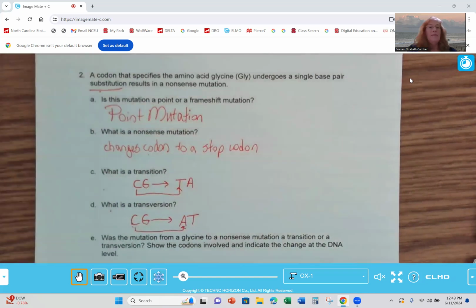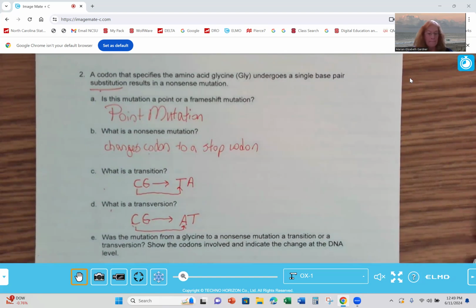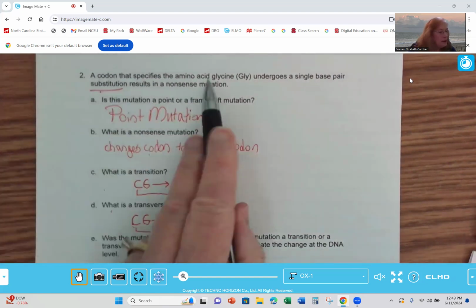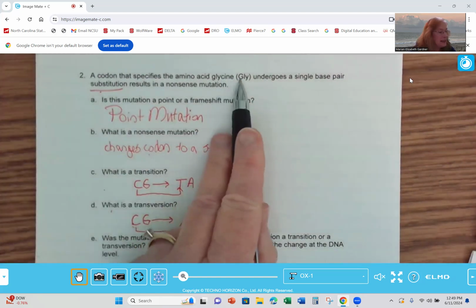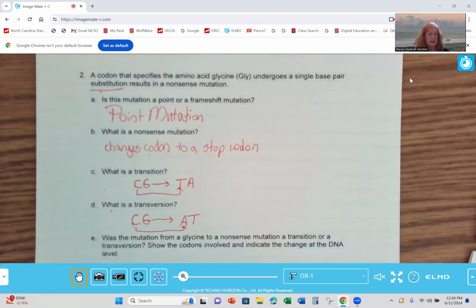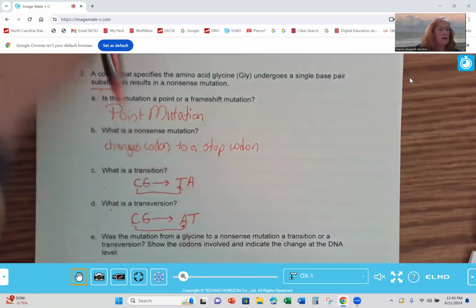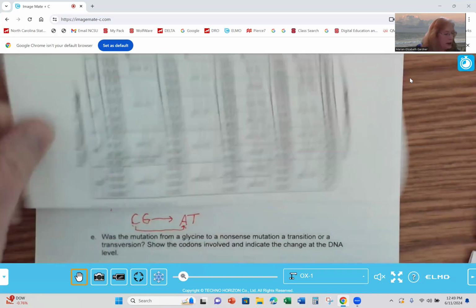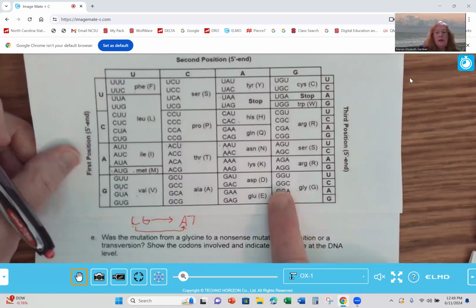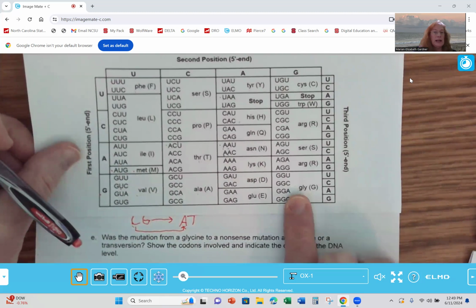Now, bringing this to our glycine. Here we notice that the amino acid glycine went to a nonsense mutation. If we look in our coding dictionary, glycine is here. GG anything codes for glycine.